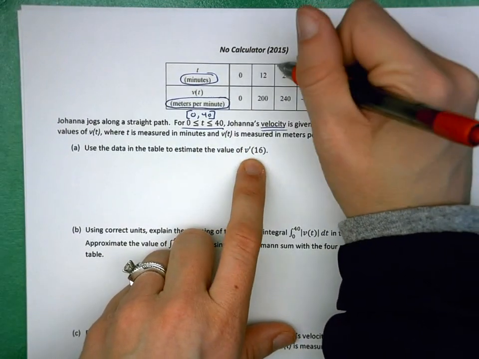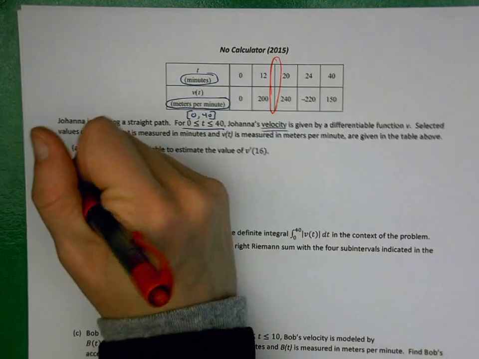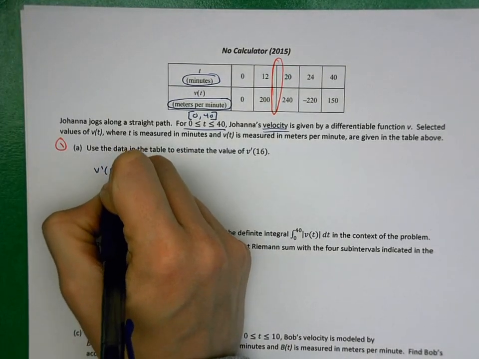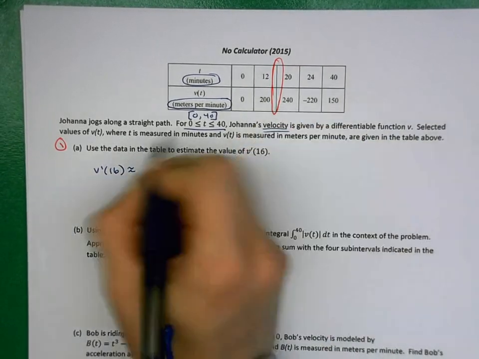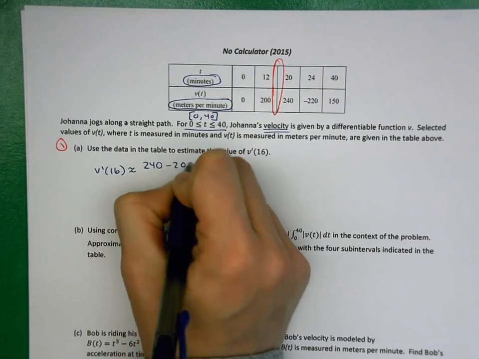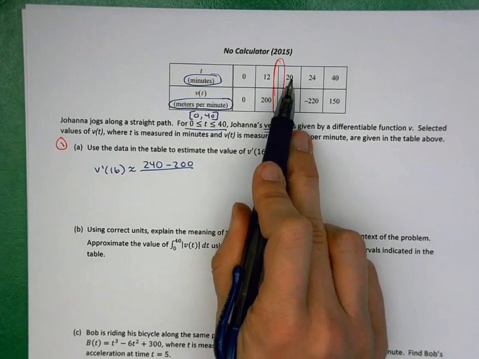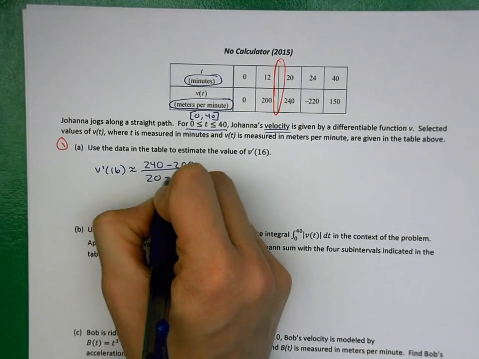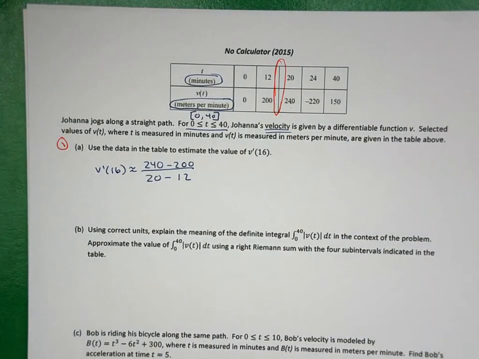16 is right in here. This is worth 1 point, by the way, for being able to do this. So v prime of 16, we would have either 240 minus 200 or 200 minus 240, whichever you prefer. But whichever one you choose, whoever goes first for the y values, its corresponding x also has to go first. So if you put 240 first, you have to put 20 first on bottom. If you put the 200 first, then you have to put the 12 first. And then as we talked about many times, don't simplify, leave it there.